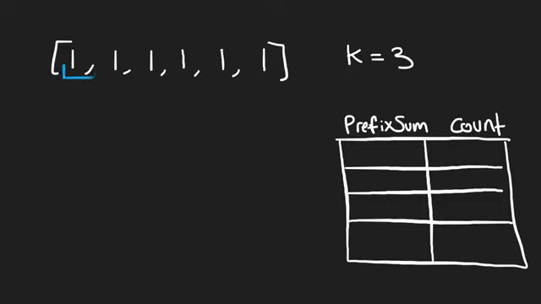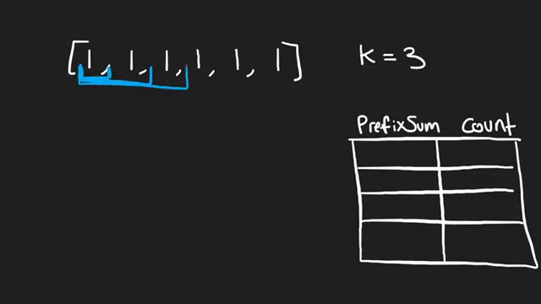So we're going to first start at this subarray, just one value. Our sum so far is 1. Then we're going to do the first two values. The sum so far is 2. Then we're going to add a third value. Now the sum so far is 3. So we found one subarray. We can keep track of that. We have one subarray so far.